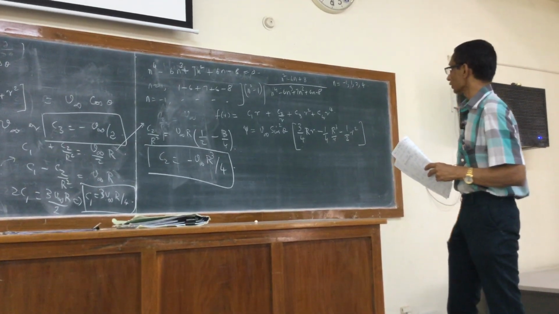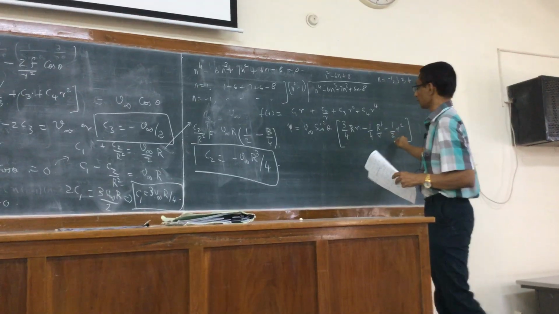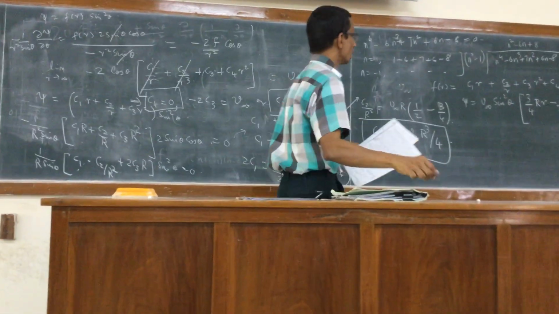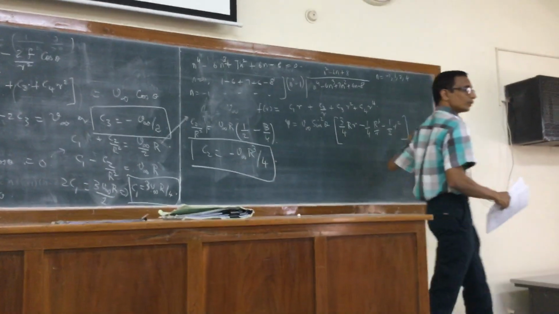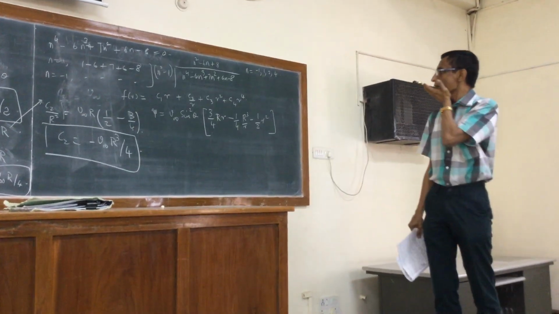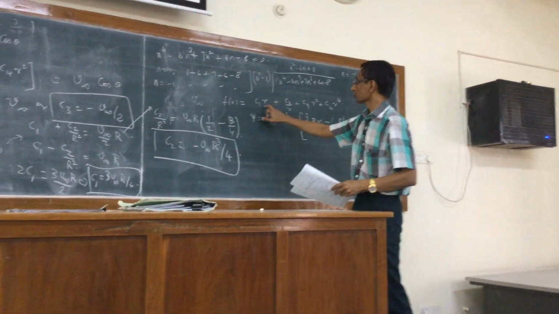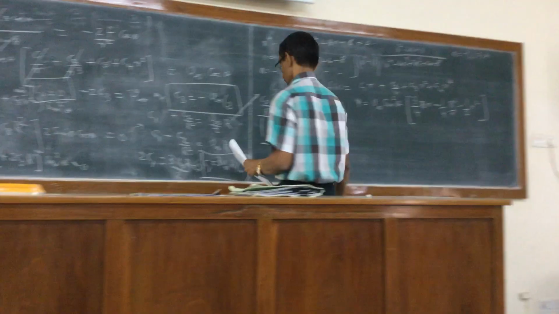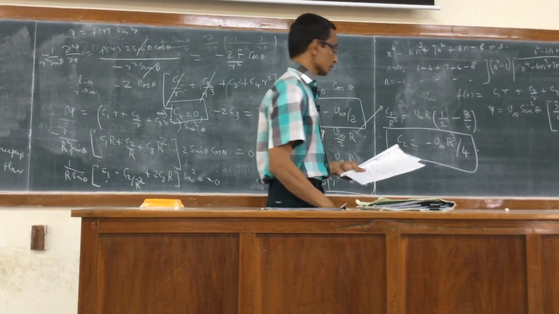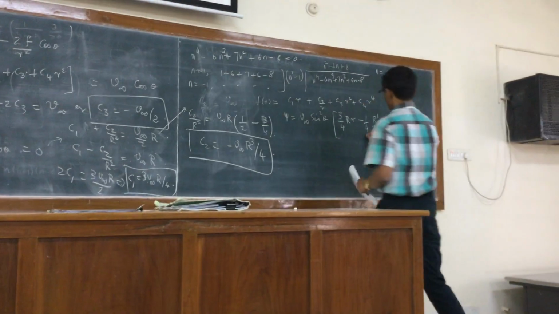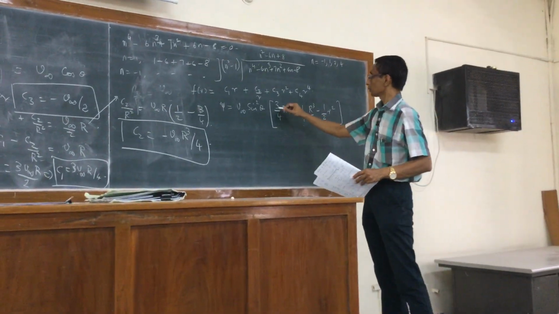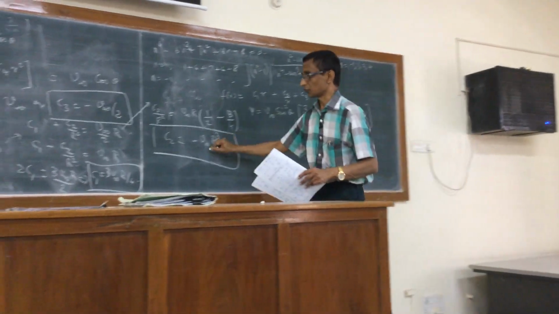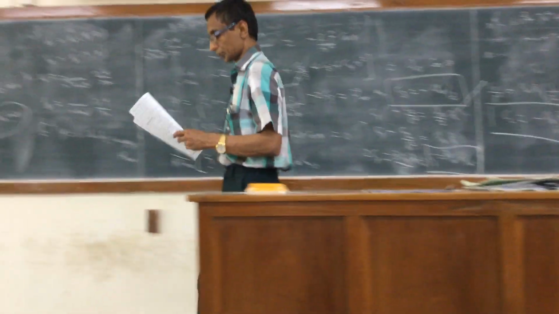So you have to verify that I have written it correctly. C3 is minus b infinity by 2. That's exactly what I have, right? C3. And then C1 corresponds to this, so it must be 3 by 4 r times b infinity. It is also matching, and so this is C2, which is minus 1 by 4 b infinity r cubed. So that's written like that.